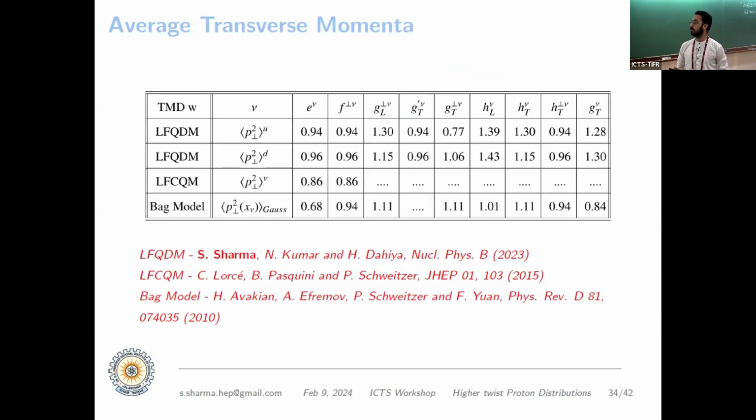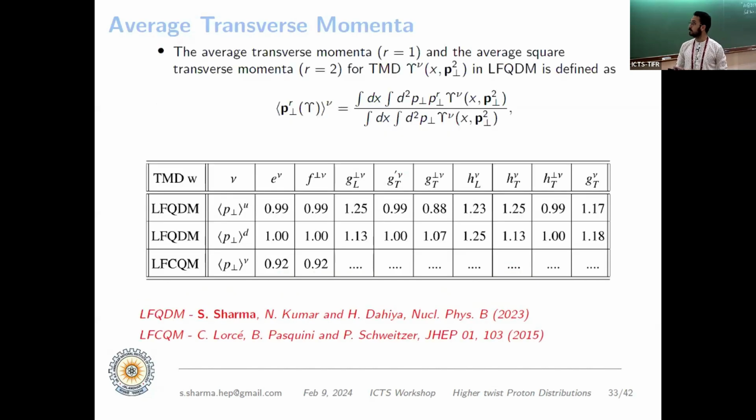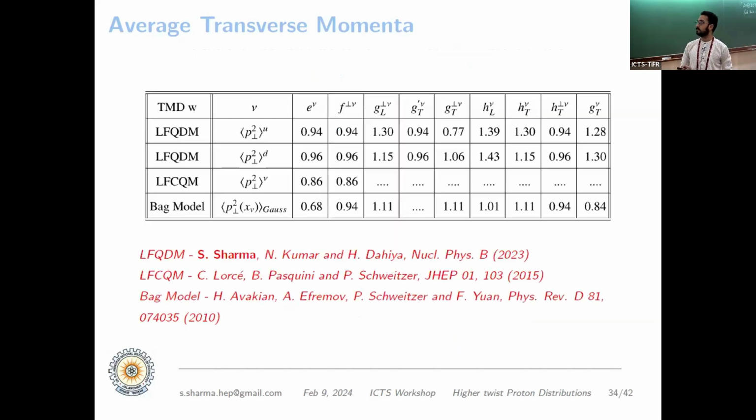Similarly, we have calculated the average squared transverse momentum, and here we have bag model results for the average P-perp. The bag model does not use the same formula for this. They have a slightly different formula because at high P-perp their results diverge, so they use some kind of approximation for the average transverse momentum. They have calculated it in different ways. So here we have different values, and we have compared with the light front constituent quark model and bag model results.